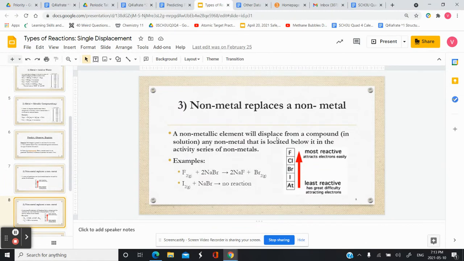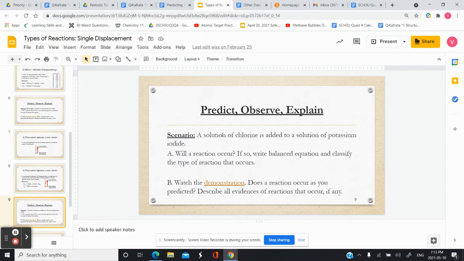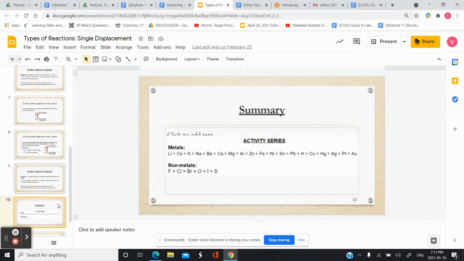Just like with the examples of metals single displacement, you can have cases where there's no reaction occurring. And then you can also try out the scenario over here where you're going to do the same thing. You're going to read the scenario, predict if a reaction will happen. If so, balance the equation. Then watch the demonstration to see if a reaction actually did happen and describe all the evidences to support that a reaction happened. So you can take a look here at the reactivity series list for non-metals.